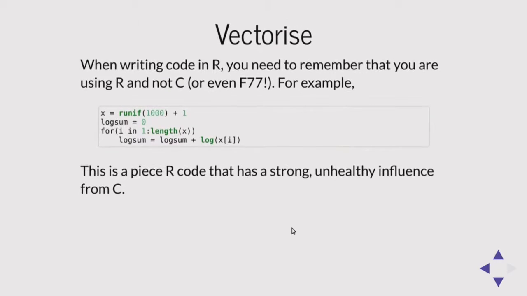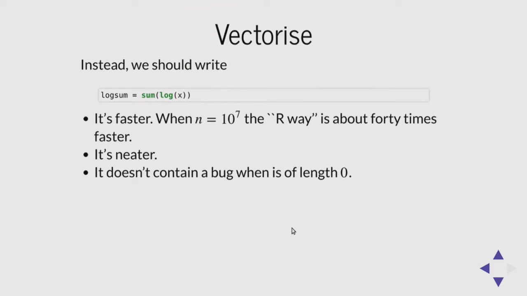Because here we've got length of x. What happens if the length of x is 0? Bad things happen. You don't get an error. You just don't get the right answer. So vectorizing is another thing you should think about.